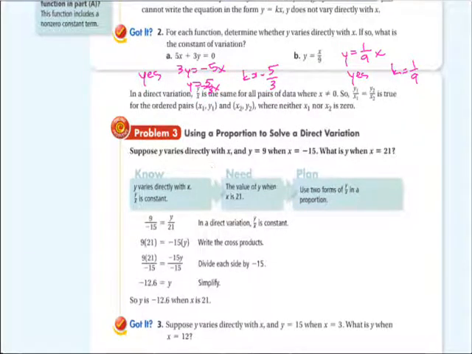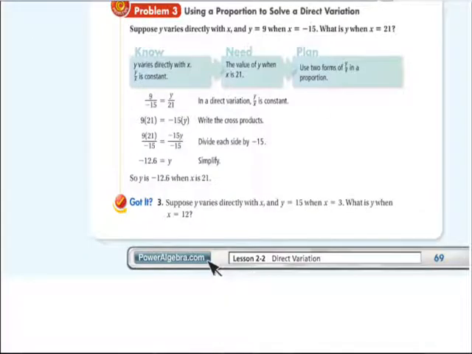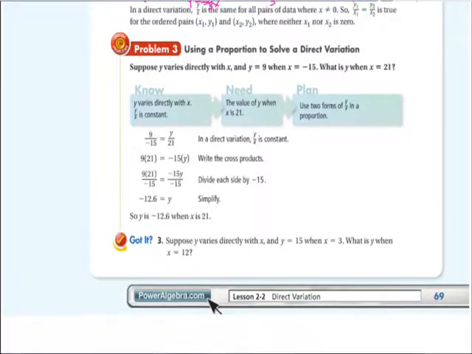Suppose y varies directly with x. So now we're telling you, when it says that, it is telling you, you have a direct variation. So the direct variation rules apply. All right? So y varies directly with x. Y is 9 when x is -15. Well, what is y when x is 21?